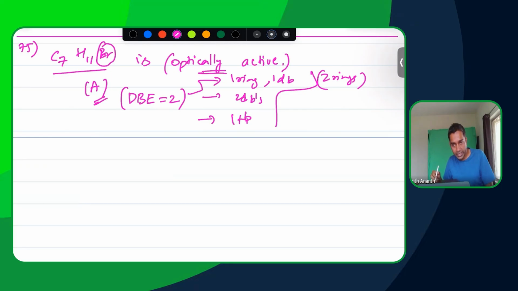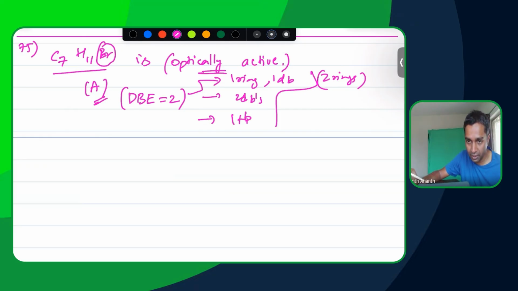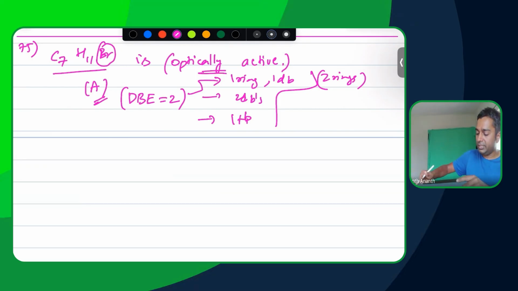Why did I read through the rest of the question here? Because I already have my possibilities for A. I need to read through the rest of the question to see where my real hint is. What is the solid piece of hint available here? Reductive ozonolysis.